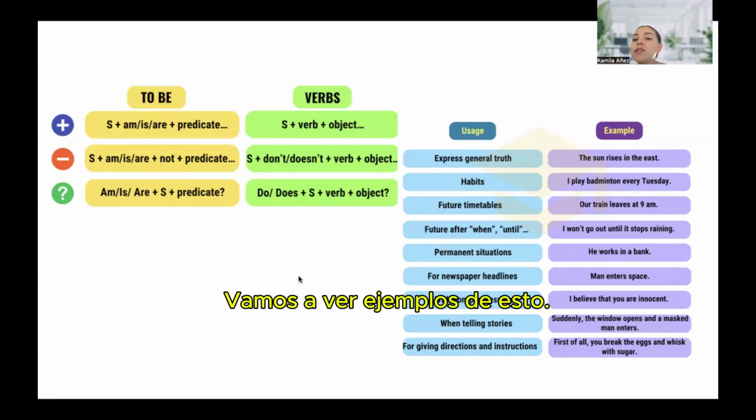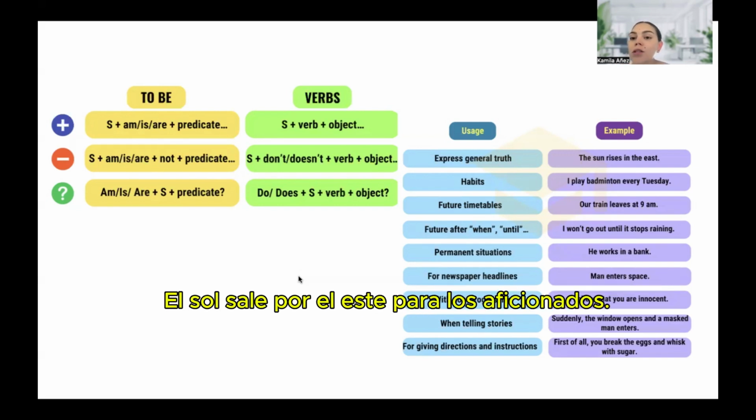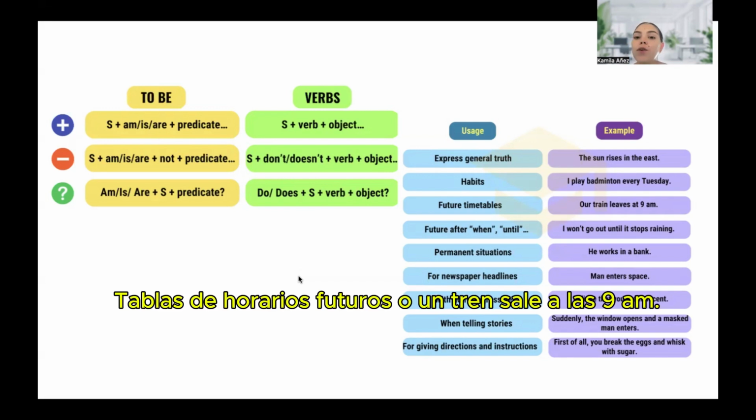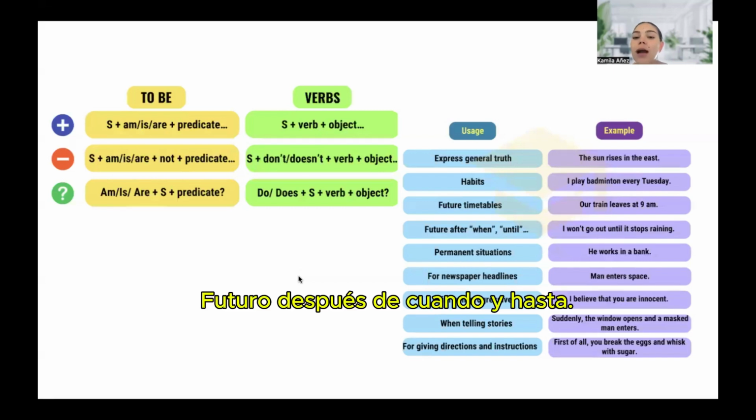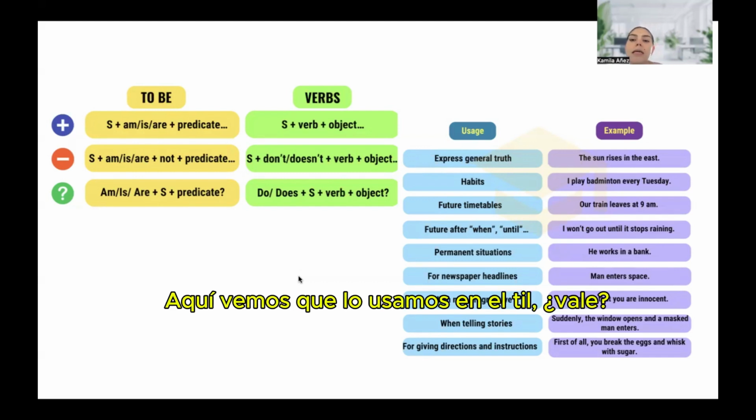Okay, we're going to see some examples of what we use it for. To express the general truth, for example, the sun rises in the east. For habits, I play badminton every Tuesday. Future timetables, the train leaves at 9 a.m. Future after when and until, I won't go until it stops raining, right? We see right here, we're using the until, okay?